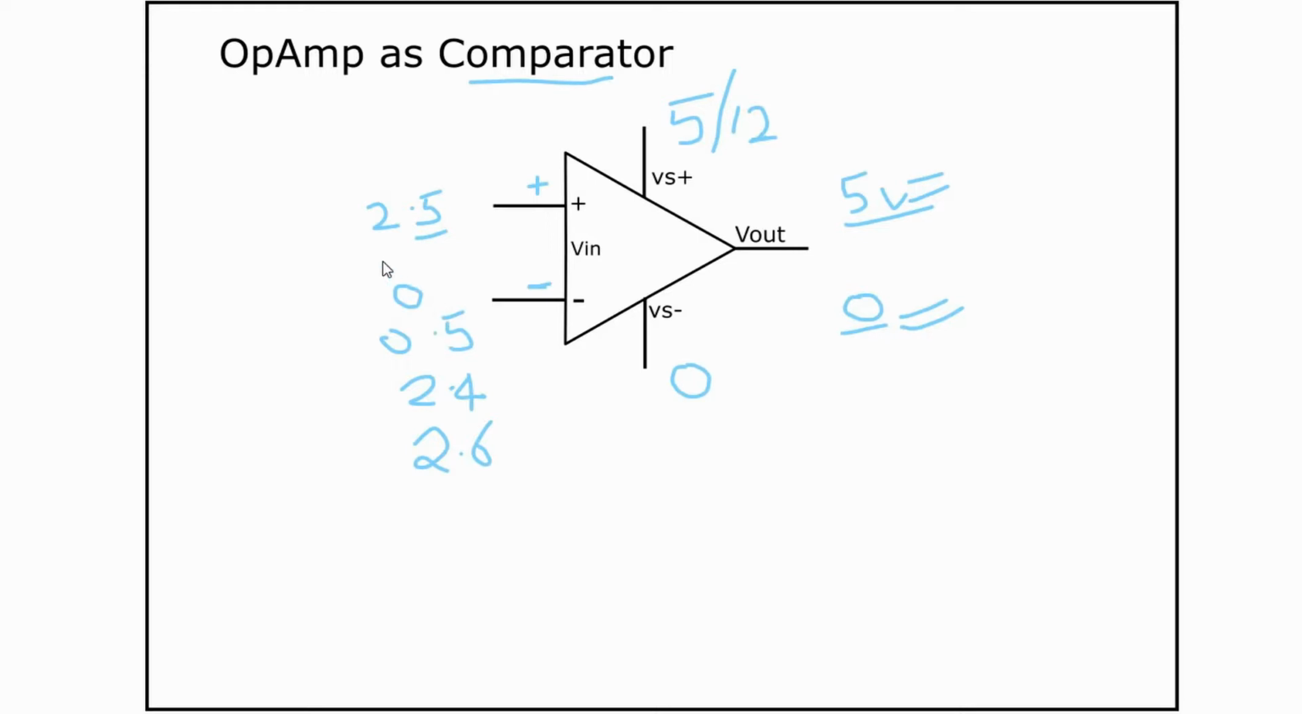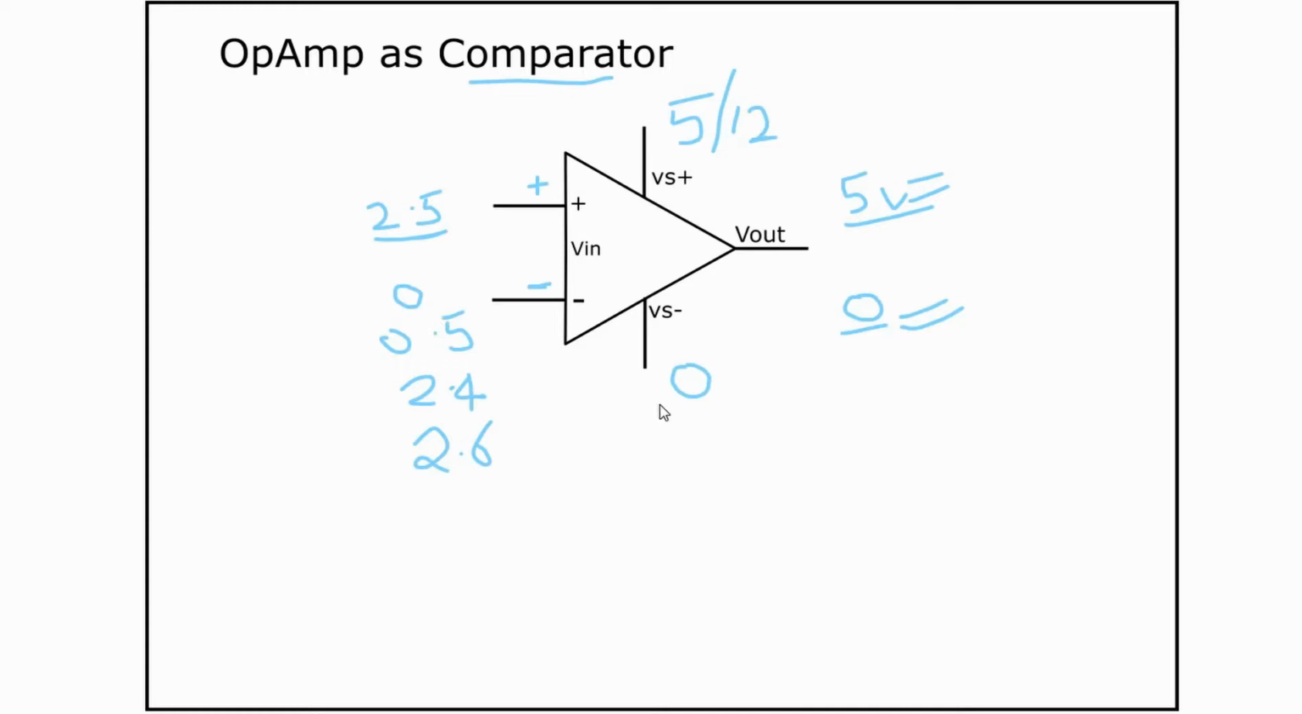Now I have not told you what happens when both of them are exactly the same. It is a very undefined state. The output will kind of go high low high low. To avoid this output becoming high and low, we can slightly modify this comparator as a Schmitt trigger, and I'll tell you how it can be done.